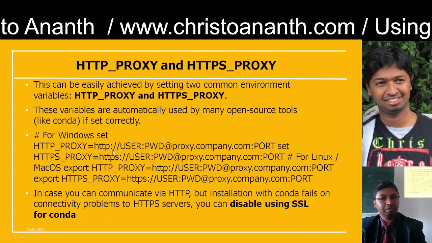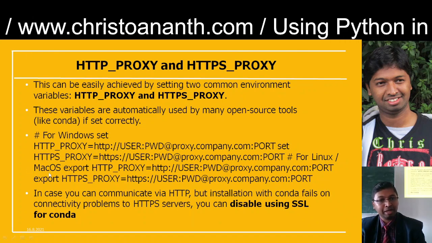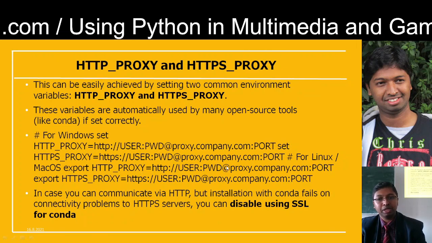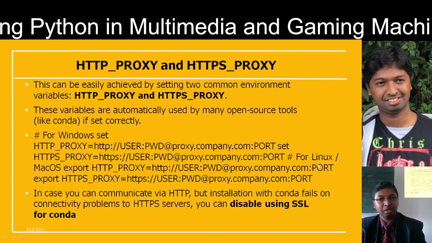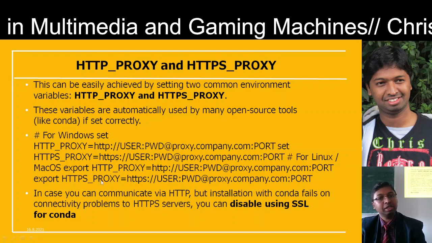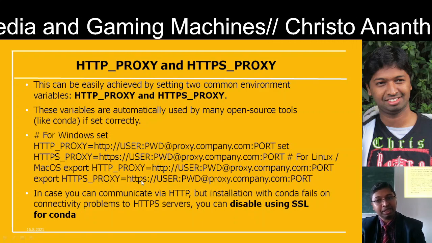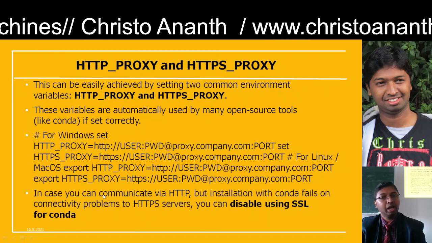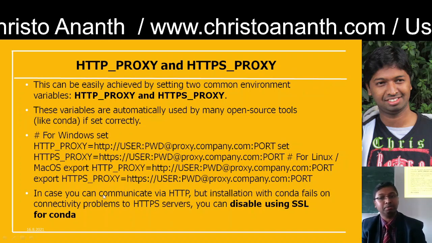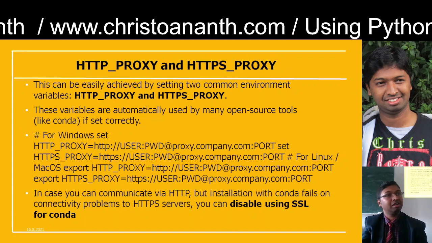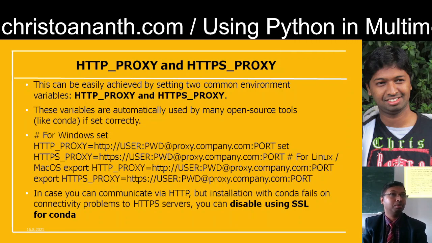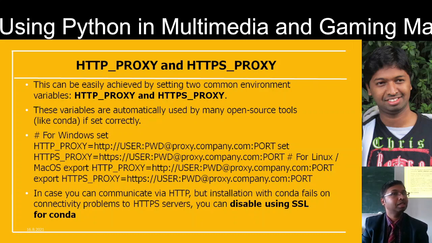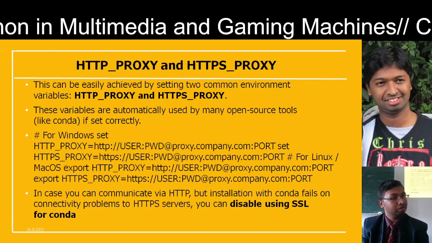And the port you'll have for Linux or maybe macOS. So you are going to export HTTP_PROXY as user:password@proxy.company.com, and export the HTTPS_PROXY as proxy.company.com. This is how you go about it, and maybe you can communicate through HTTP, but installation with Conda often fails on connectivity problems, especially with HTTPS. So you can disable using SSL (Secure Sockets Layer) for Conda.